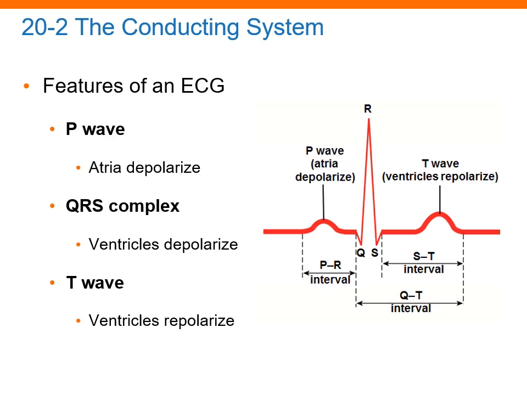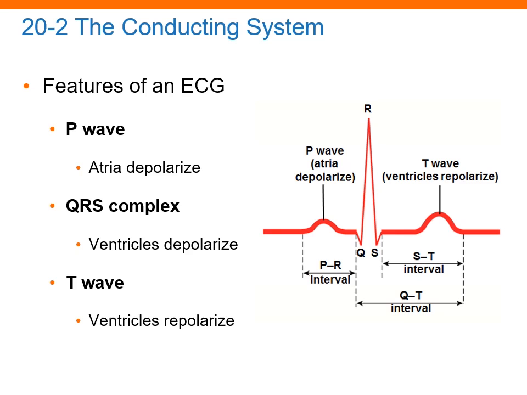And unfortunately, some of these intervals, the way they're named, can be a little strange, because the PR interval is actually from the beginning of the P wave to the beginning of the Q, which is part of the QRS complex. It doesn't actually go all the way to the R, which is strange, but that's the convention. The QT interval is from the Q all the way to the end of the T. The ST is from the S all the way to the end of the T.